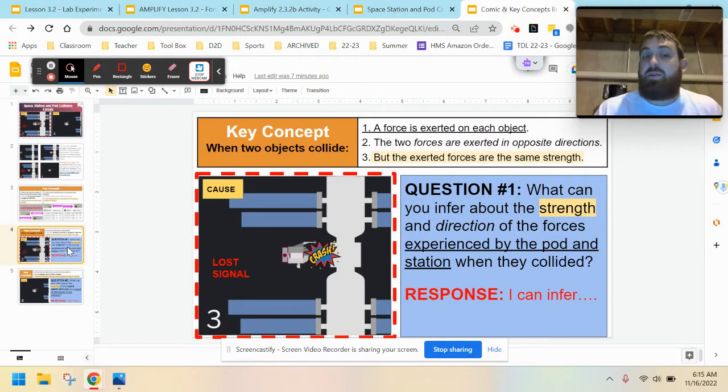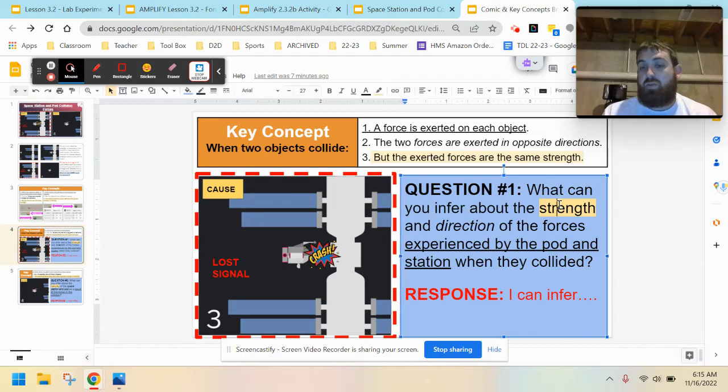So, how does this apply to our space pod and space station? Well, your job is going to be to apply these key concepts to what happened at time 3 and time 4. At time 3, that's when we had our collision. So you need to decide what can you infer about the strength and direction of the forces experienced by the pod and station when they collide. So your job is going to be to explain these three ideas. What's going on with the strength, the directions, and the force exerted.